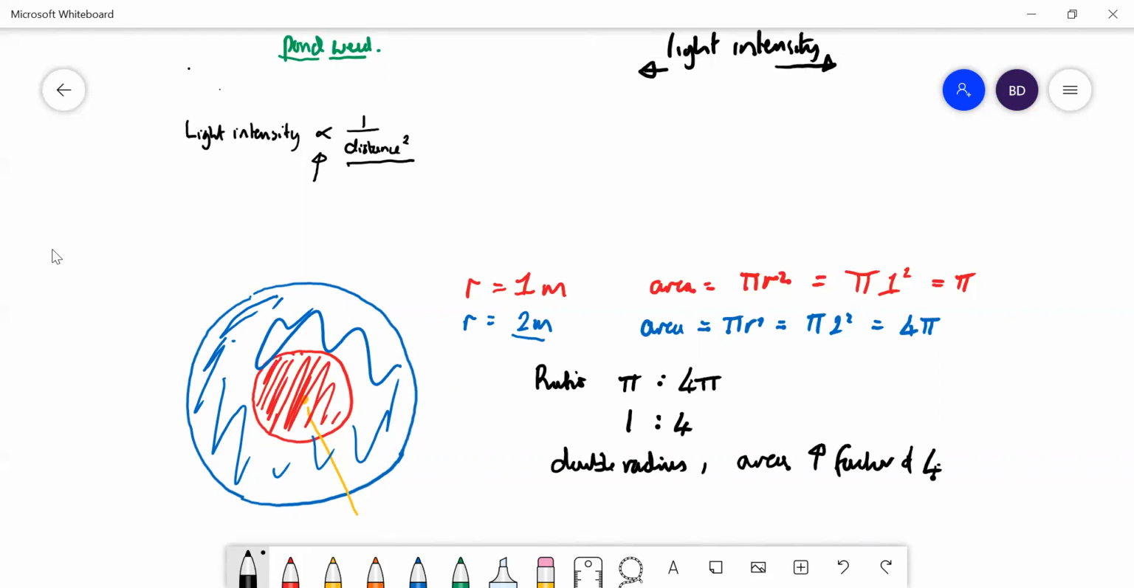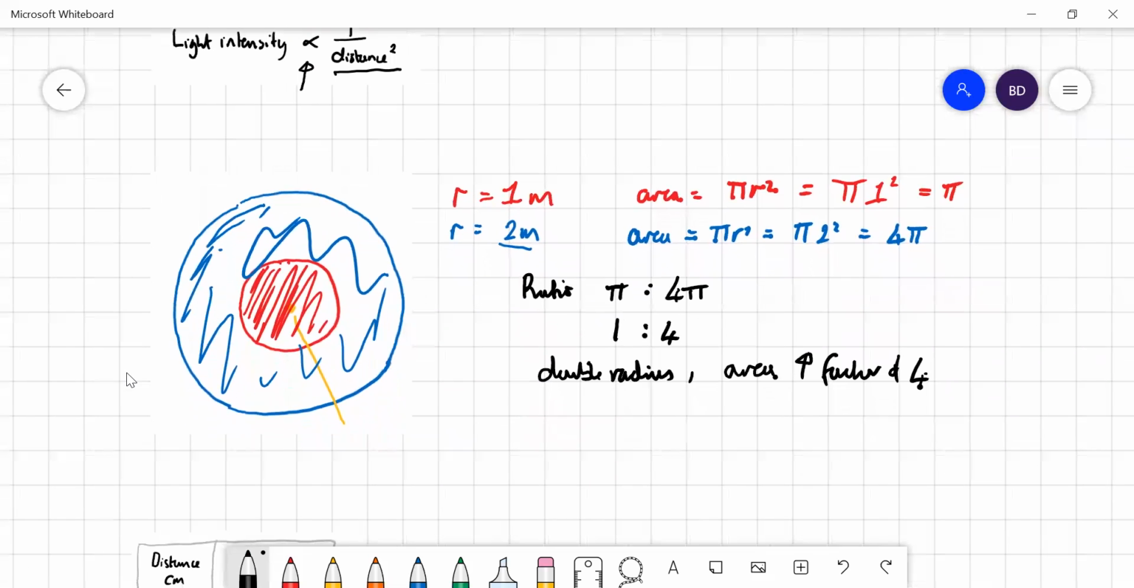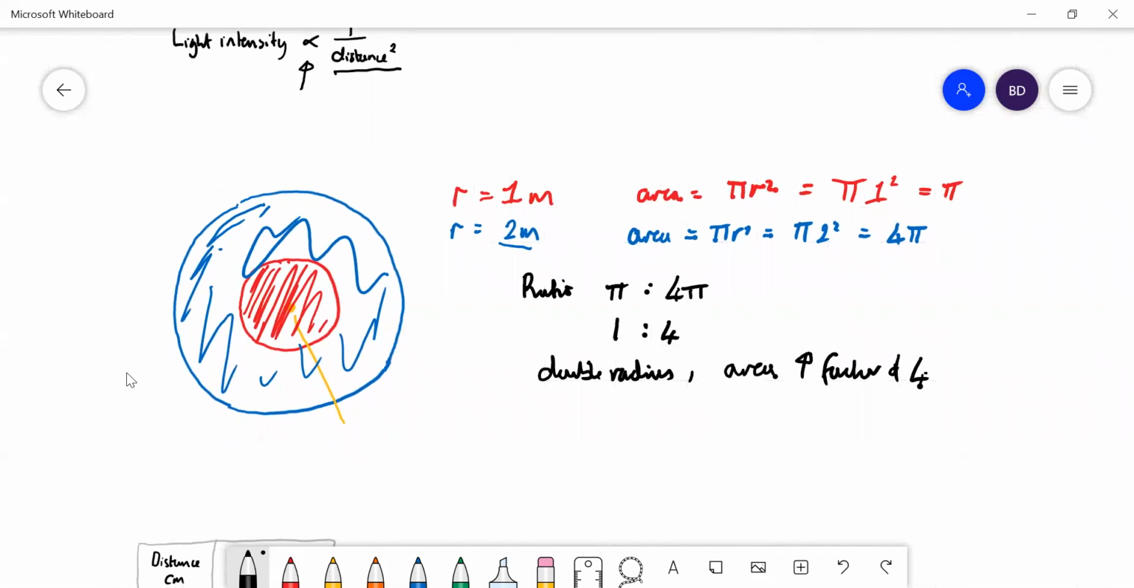So now let's say we're going to measure the light intensity. Probably best to use arbitrary units. So let's say when the lamp is at a distance of 10 centimeters, the light intensity is equal to 1,000 units. Okay, so how do we work out the light intensity at 20 centimeters?